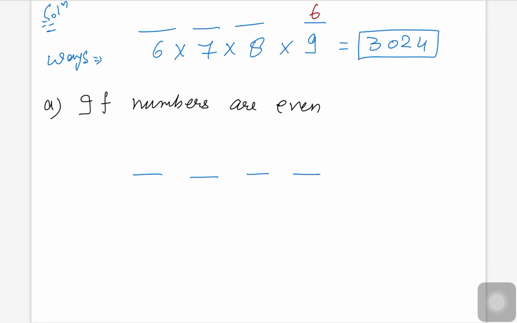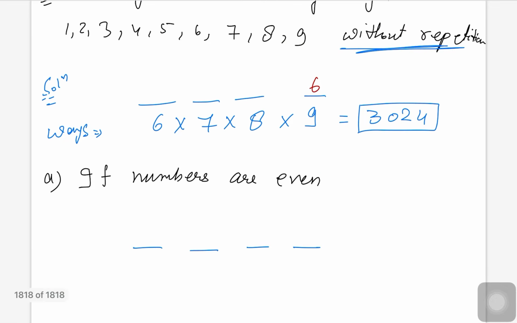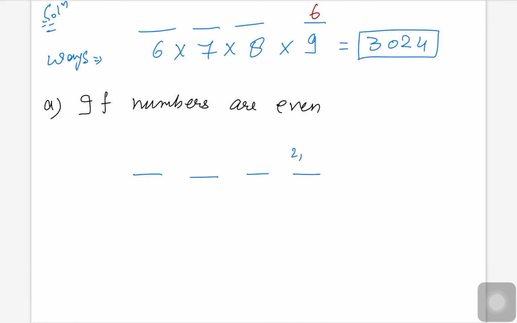So what is the condition? The condition is to make an even number. How will you say that it is an even number or an odd number? You will say by judging the units place. So the units place must contain an even number. So I have these numbers, and you can put 2, 4, 6 or 8. So it has four options.